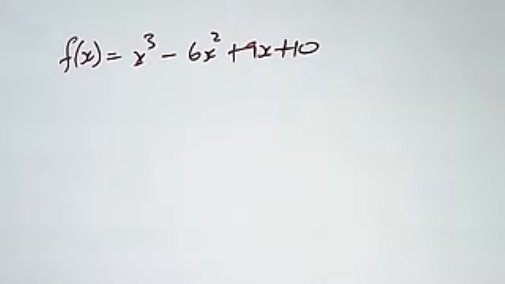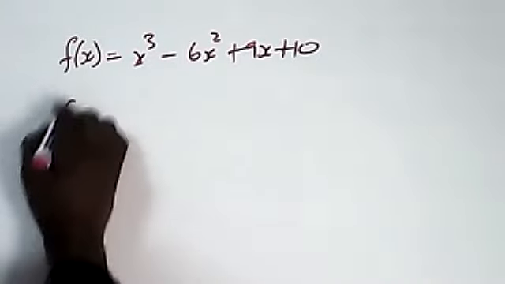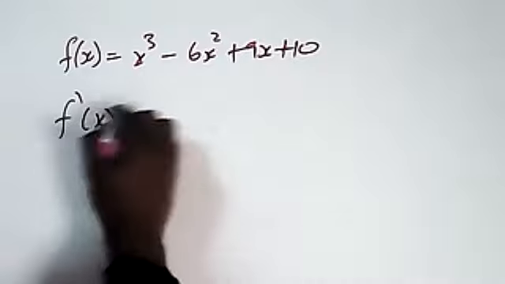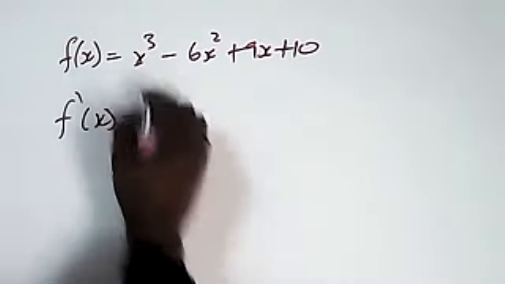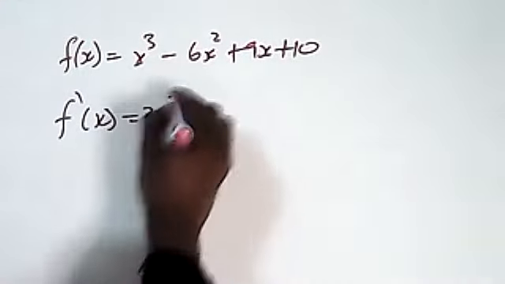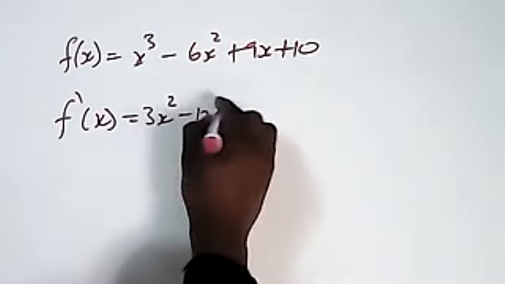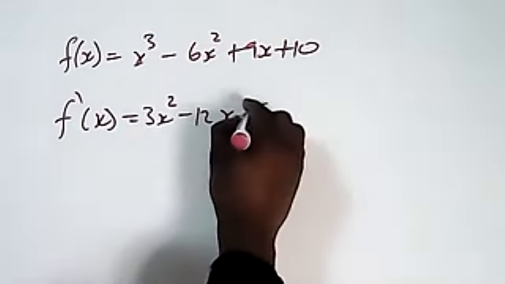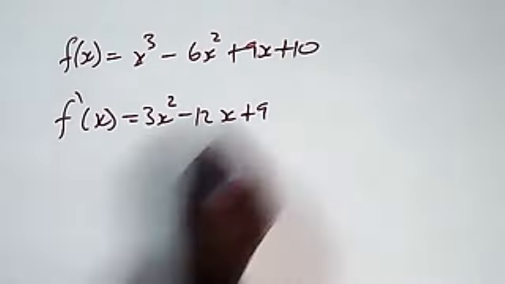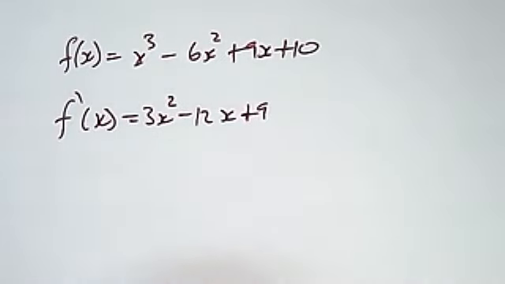Your stationary points. How do you determine your stationary points? You determine your stationary points by finding the derivative of the graph. So if we find the derivative of this function, it will be like that, right? This, we multiply, will be 3x squared, minus 2 multiplied by 6, that will be 12x, plus 9, the constant is 0. So this is your derivative.